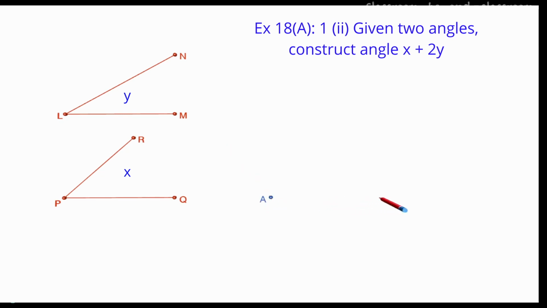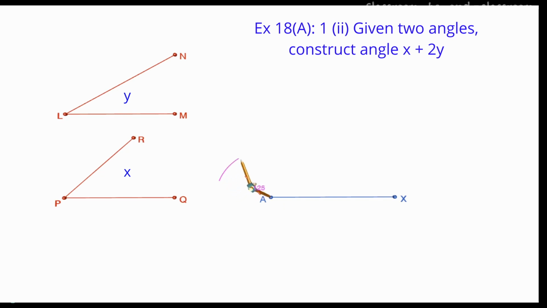First you draw any line, say line AX. You can give any name to this line. I give the name AX. Now on this line AX, first we will construct an angle equal to QPR. Then again we will construct another angle MLN, and again MLN, and the total angle will be X plus Y plus Y, that is X plus twice Y.